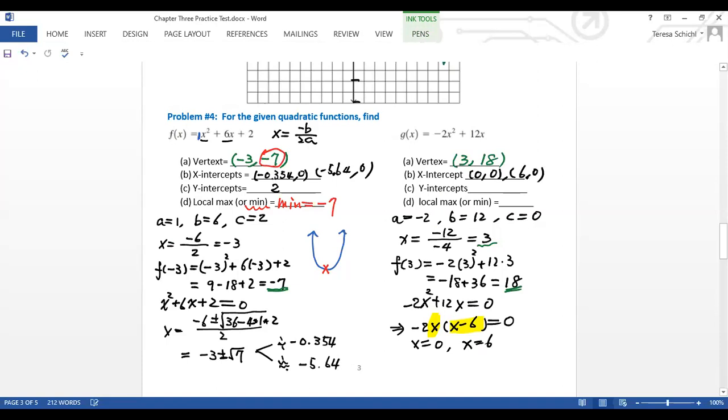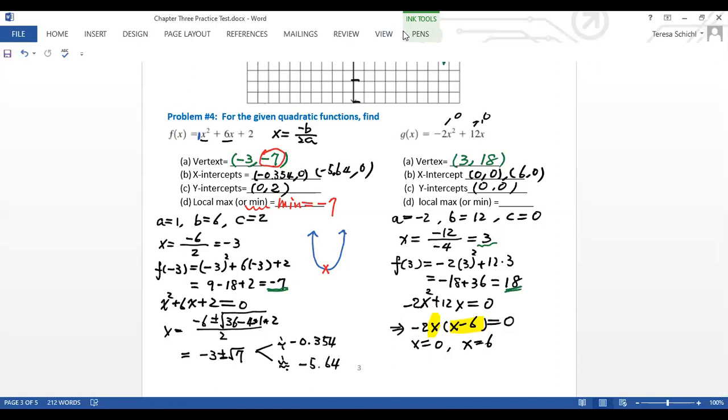Okay, the y-intercept here. The y-intercept is x equal to 0. So this will be 0, this will be 0, right? So the y-intercept is 0. So I should say this is 0, 0 here.